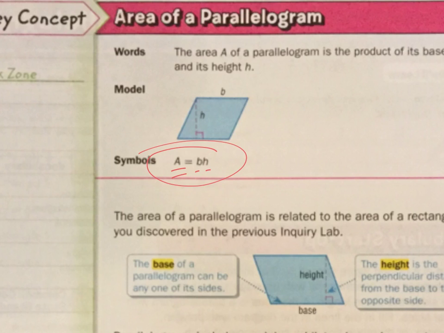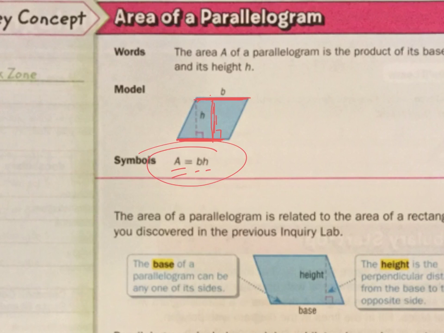Now, the base can be this one or this one. Those could be bases. And then to get the height, you want to go from this to here, making sure that it's a straight line that forms a right angle. And then whatever that is, that is your height. Okay?